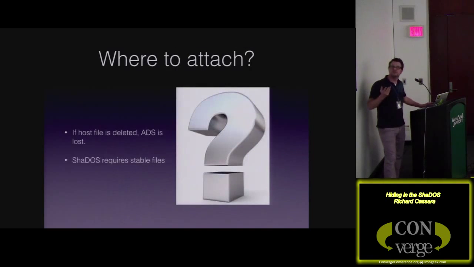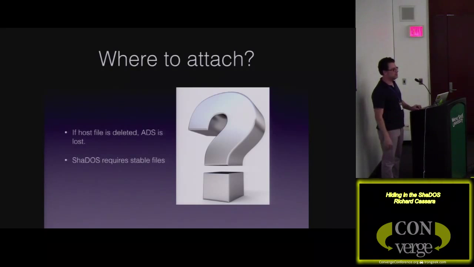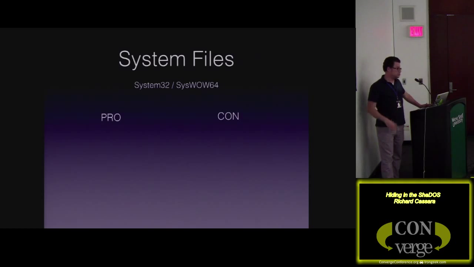So where should you attach the files was a big question that came up while I was developing this. Because if you delete your host file, say you have a text file on your desktop and you put some streams on it, and then you decide you don't need that text file anymore and throw it out, you've now lost all those streams. So we need stable files in order to attach this. The stable location that I thought of was using the system files. And incidentally, this is also how malware thinkers think when they are hiding their rootkits. They're typically found in the system files.